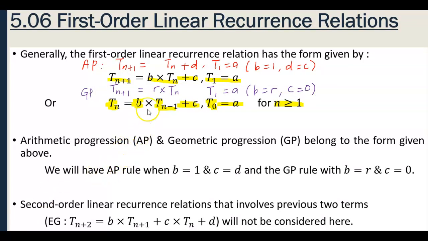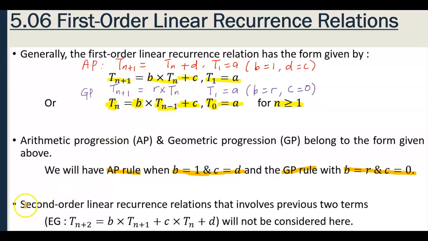As explained above, you have a conclusion. When does the first order become an AP? When your b equals 1 and d equals c. And when does it become a GP? When your b equals r and your c equals 0. Now, what is a first order? Basically, first order involves a current term's relationship with the previous term, so you have two terms involved.